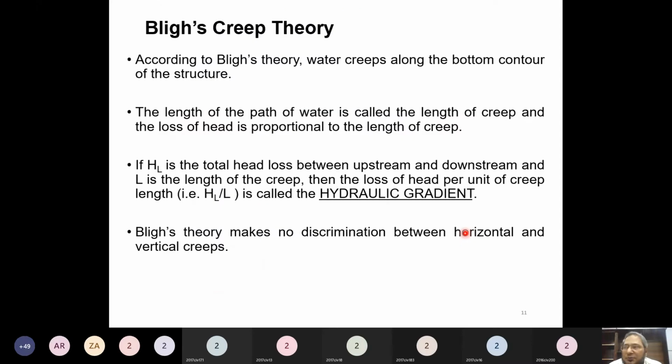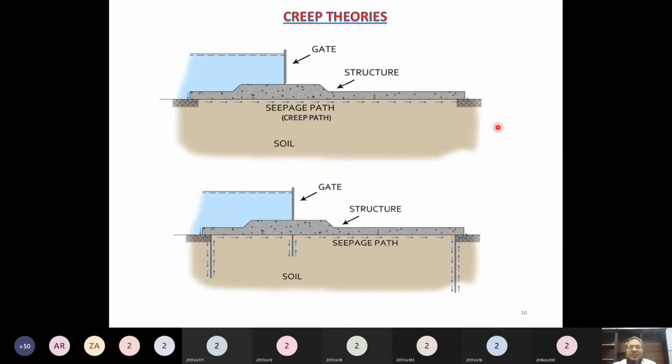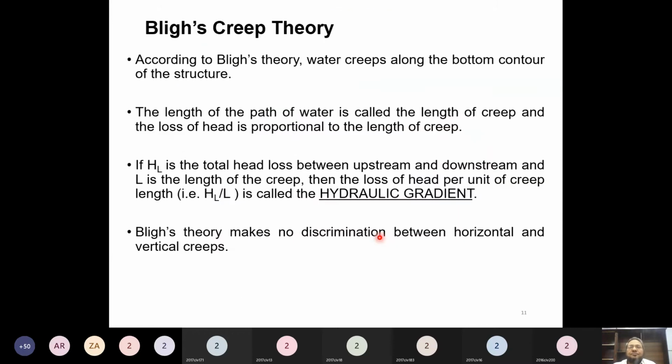Now come to the first creep theory, that is Bligh's creep theory. According to Bligh's theory, water creeps along the bottom contour of the structure. Structure के bottom contour पे move करेगा. The length of the path of water is called the creep length. So this length covered by the water under the structure or along the structure is called the creep length.